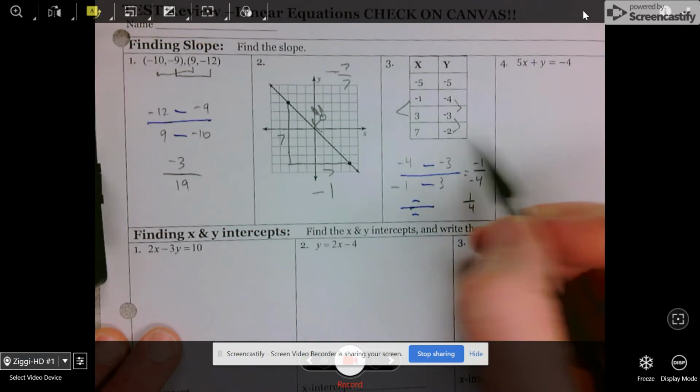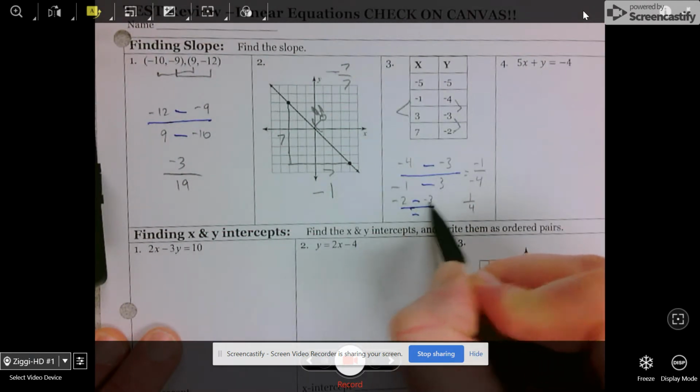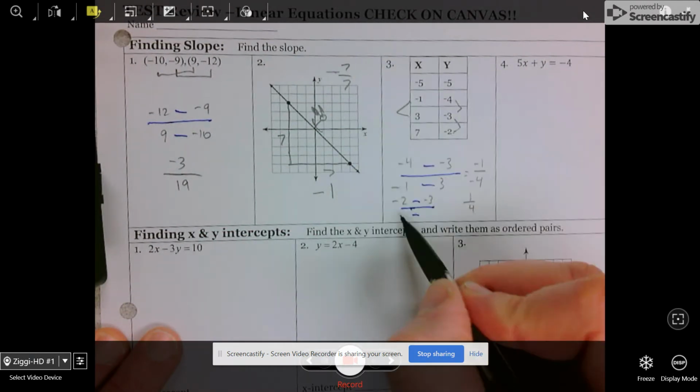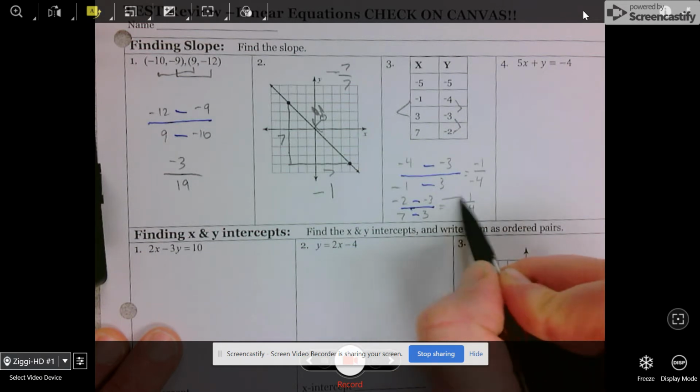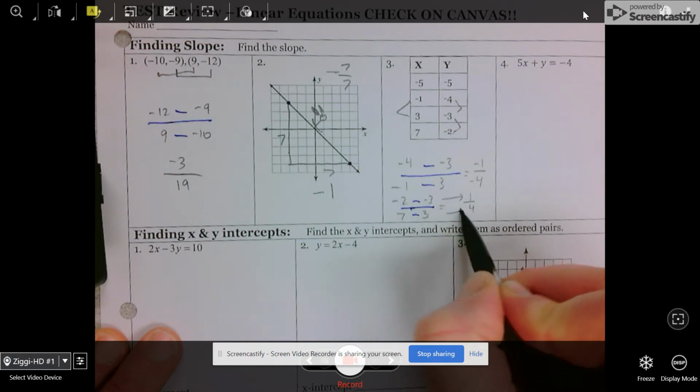Negative 2 minus negative 3, and 7 minus 3. Negative 2 minus negative 3 is 1. 7 minus 3 is 4. Good. Okay, next question. Find the slope.